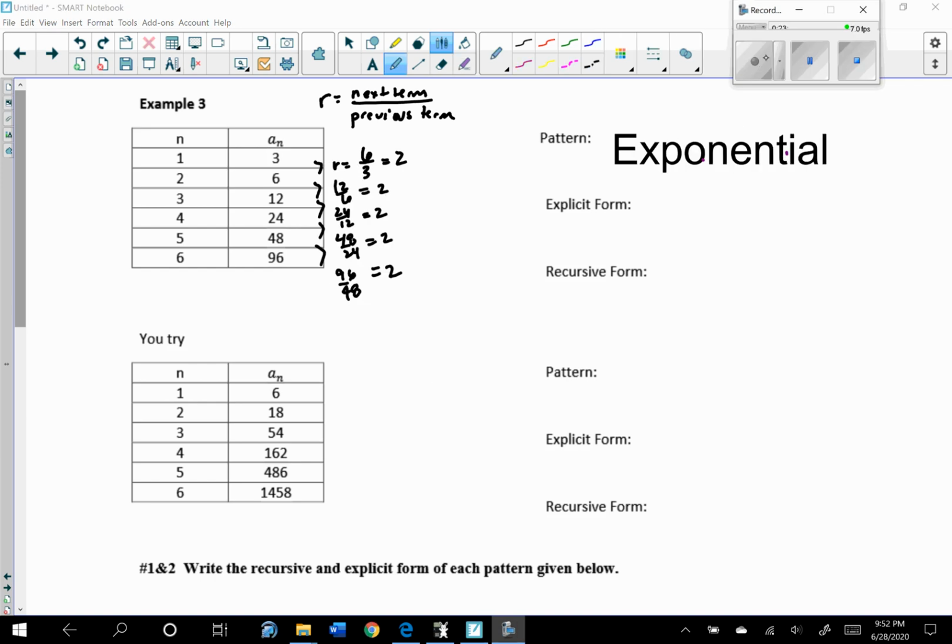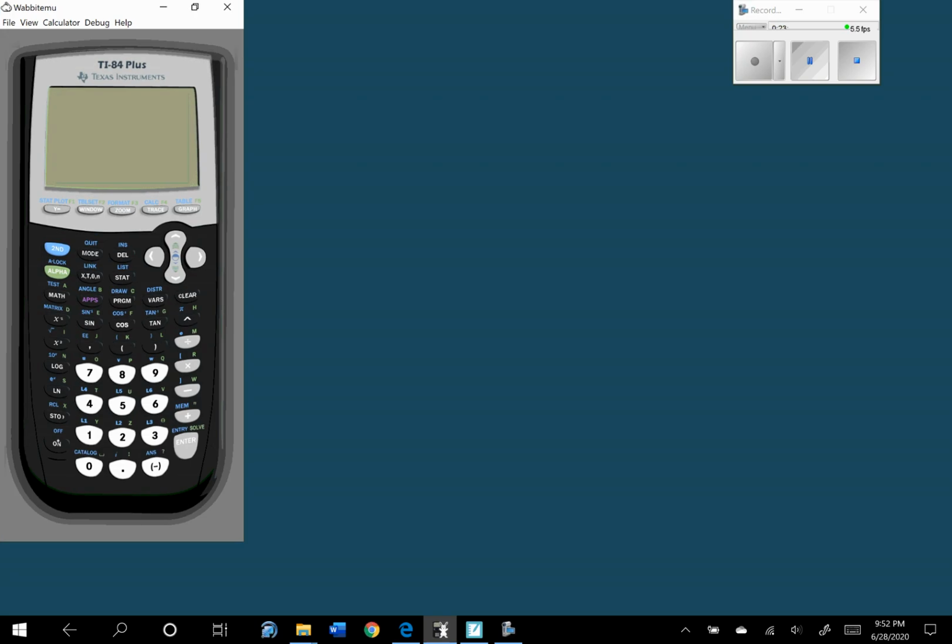So then I want to find the explicit form, and again, I can use my calculator. So if I go to my calculator, stat, enter on edit, I'm going to clear out these lists. On the list you could hit delete, just not when you highlight the list. So for this one, I guess I could have left the list 1 in there. And in list 2, 3, 6, 12, 24, 48, and 96.